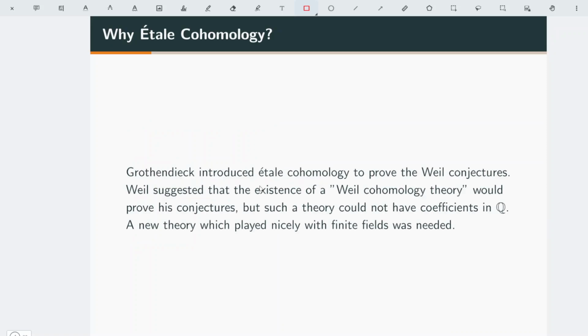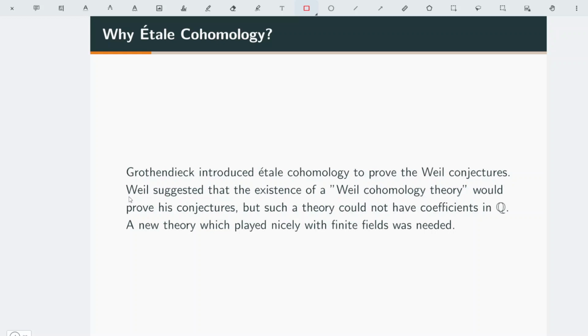So, why Etale cohomology? They were introduced by Grothendieck in order to prove the Weil conjectures. The Weil conjectures were an extremely influential set of 4 conjectures put forth by André Weil. It's not much of a stretch to say that those conjectures really are the reason for a lot of what we study in modern algebraic geometry. So if you know about the Riemann hypothesis, these were sort of analogs of those for schemes or projective varieties over finite fields.